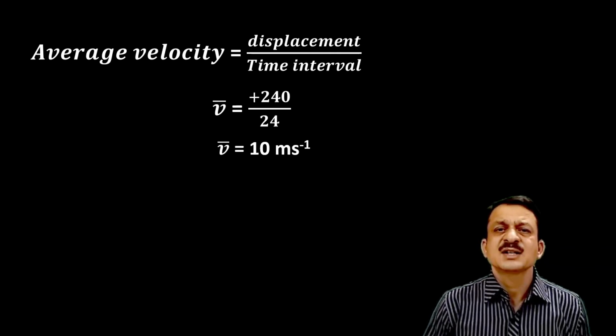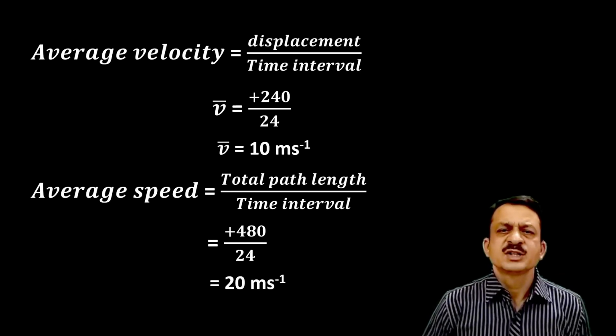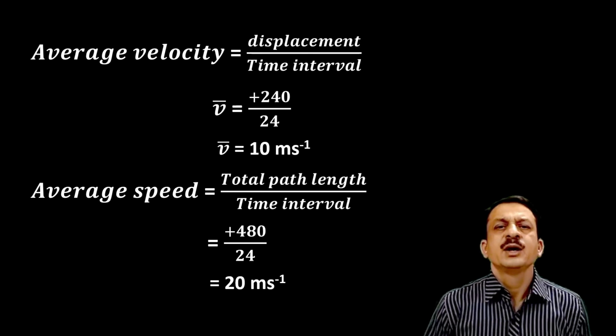That is because the car is changing its direction. But average speed is always a positive quantity, so it is total path length divided by the total time interval. So total path length 360 plus 120 is 480, time 18 plus 6 is 24. So 480 divided by 24 is once again the same 20 meter per second.